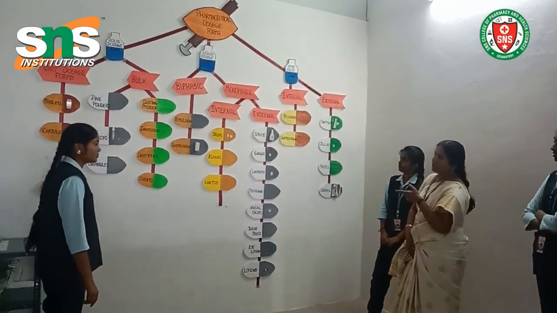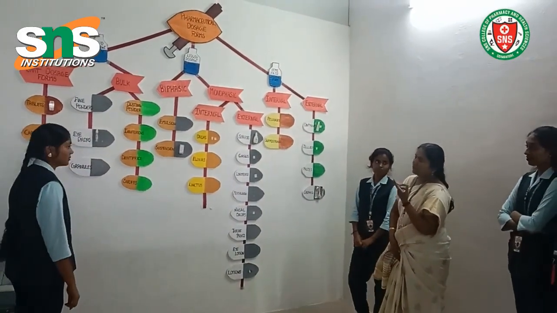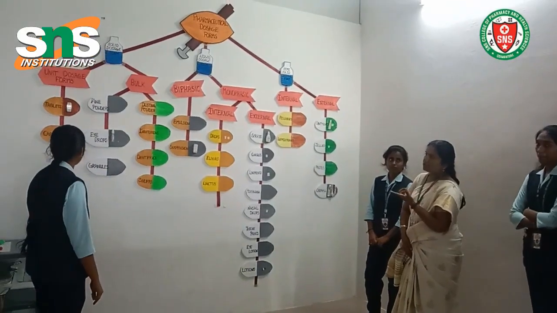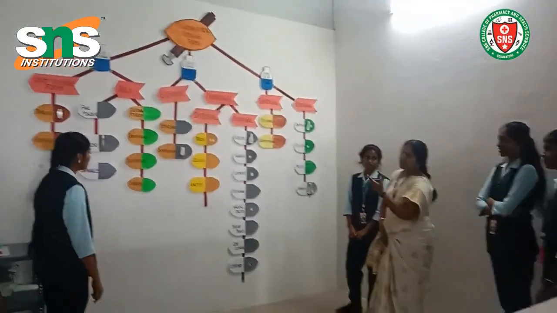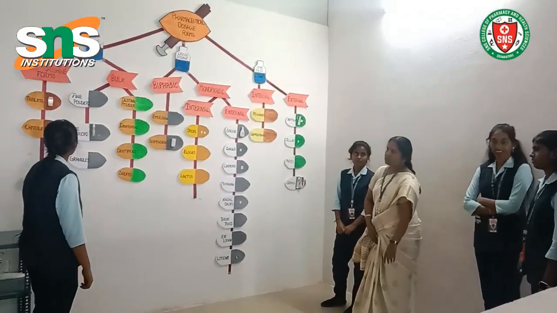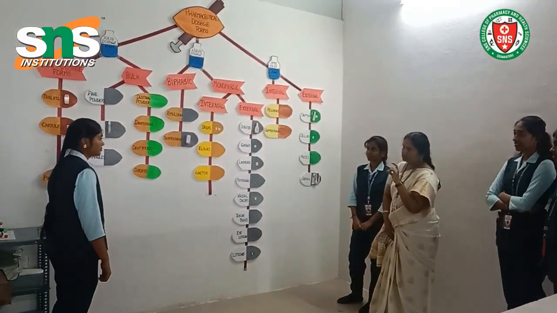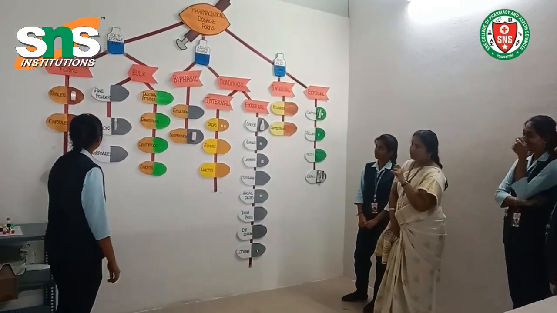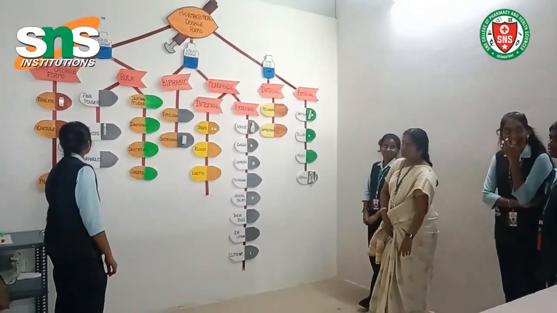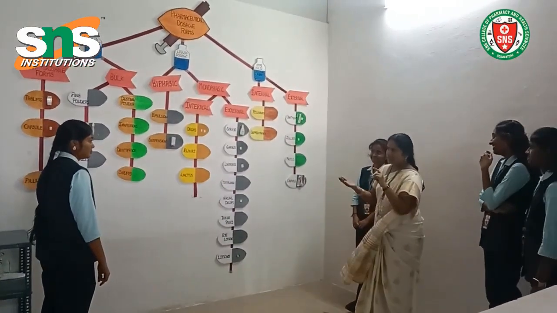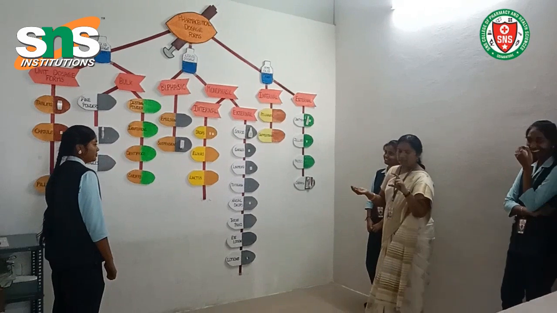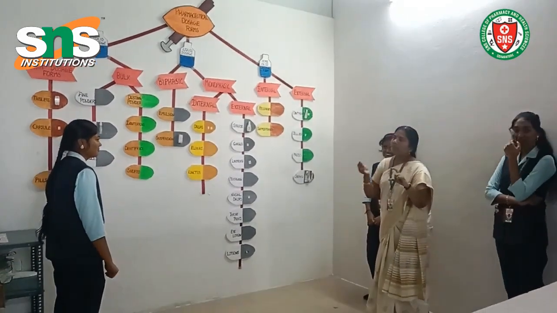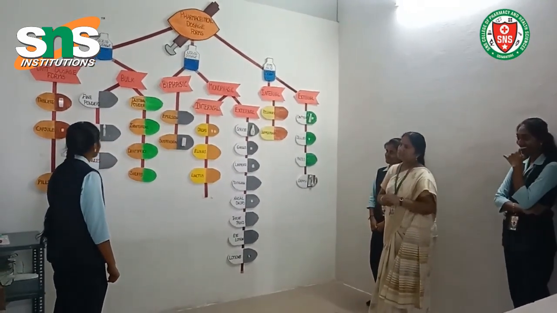So you have a tablet, isn't it? Then you have capsules and then pills. What is the advantage of capsules over tablets? Do you have any idea? There is a tablet, paracetamol. There is a capsule. What may be the advantage?